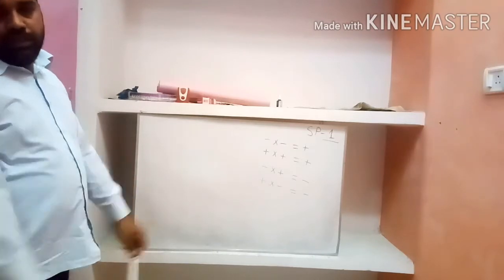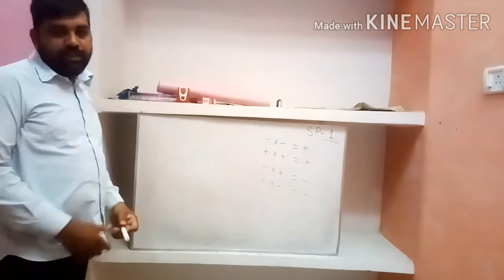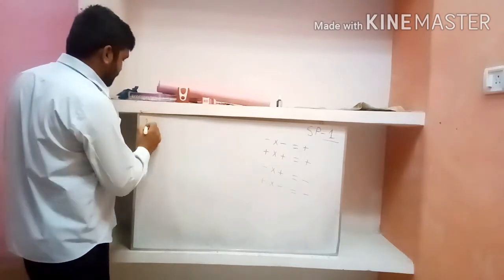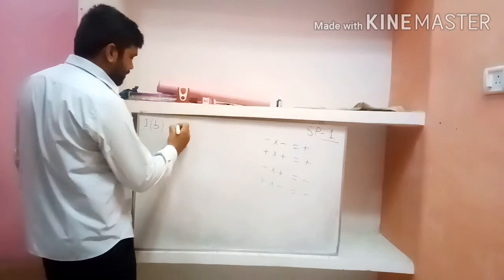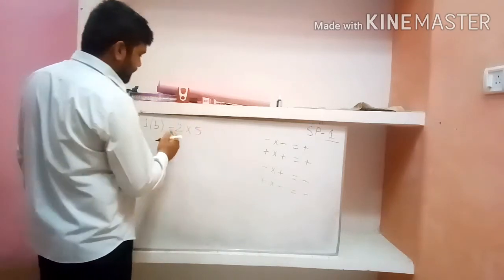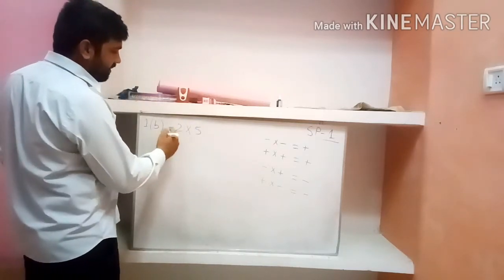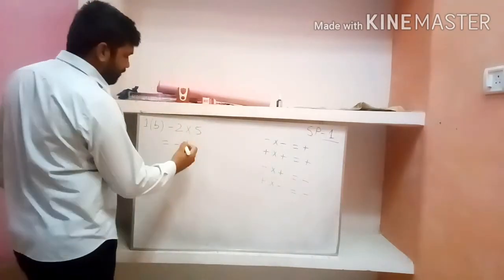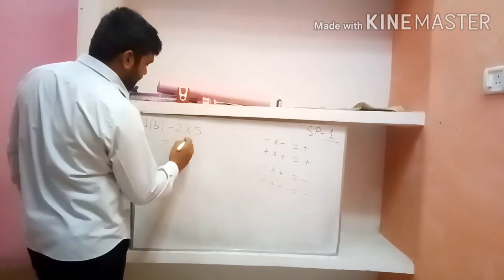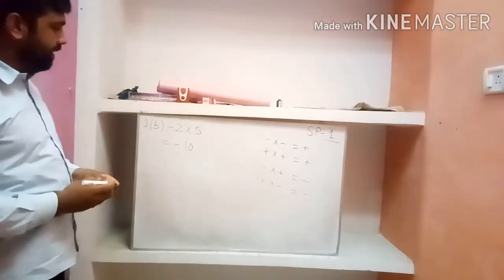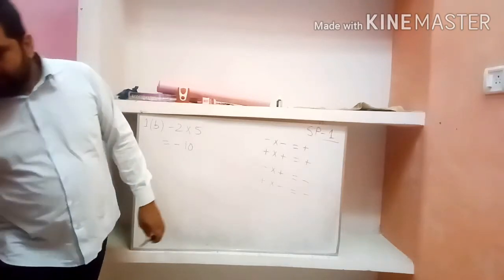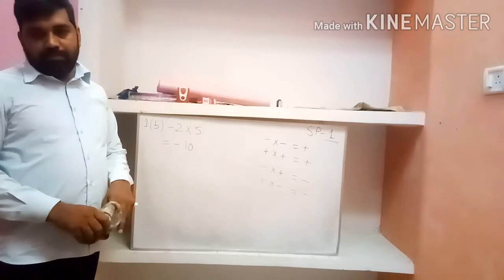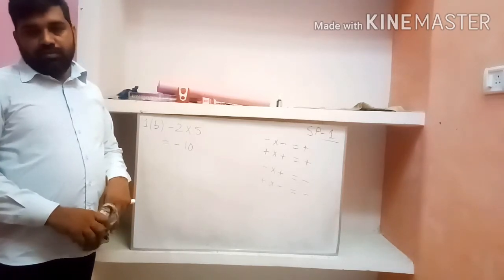So we can take one question, 1b: minus 2 multiply 5. See, minus times plus first, multiply the signs, minus plus gives minus, and 2 fives are 10. So the answer will be minus 10. Okay, similarly, now we are going to do the questions of self practice 1C.